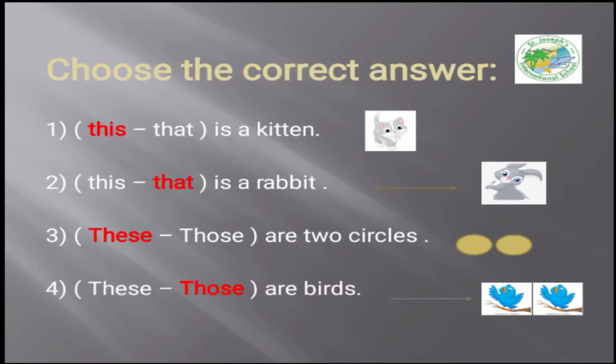Number four, the two birds. The two birds here, of course, they are plural, so we're going to choose one of the two words, these or those. Okay, are they close or far? They are far from the sentence. So we're going to choose those are birds. Those are birds.